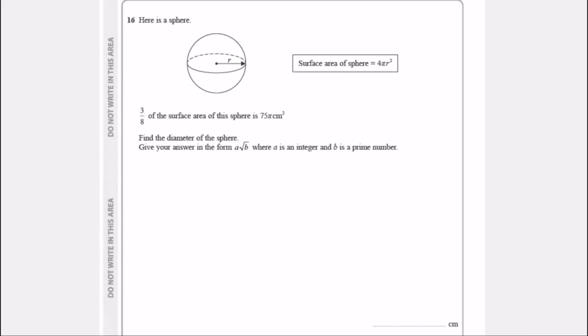Question 16. Here is a sphere. The surface area of a sphere is 4 pi r squared. 3/8 of the surface area of the sphere is 75 pi centimeters squared. Find the diameter of the sphere. Give your answer in this form. So 3/8 of, so times, the surface area of the sphere, 4 pi r squared, is equal to 75 pi.